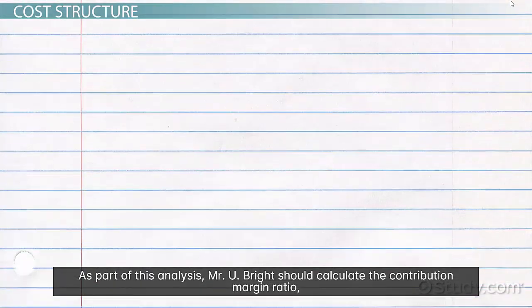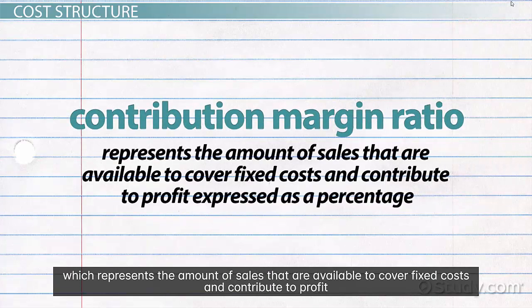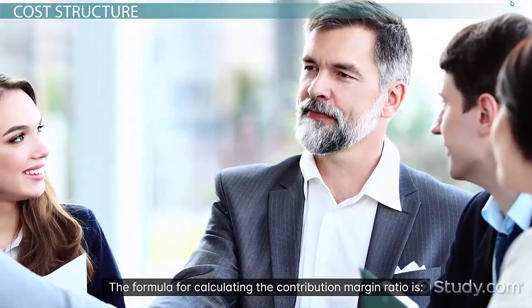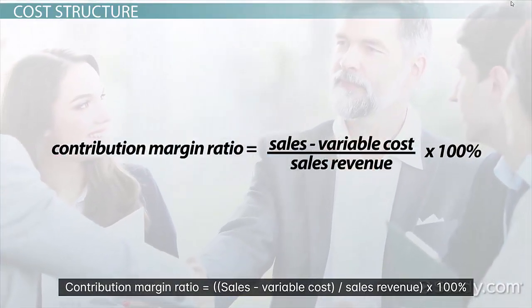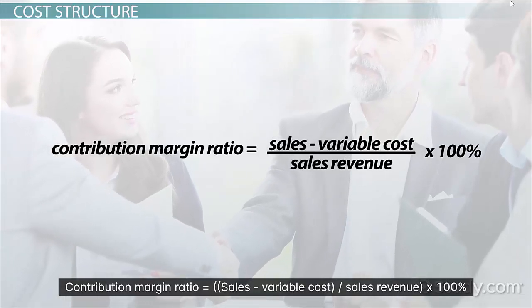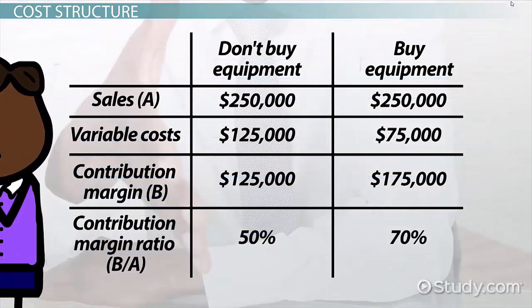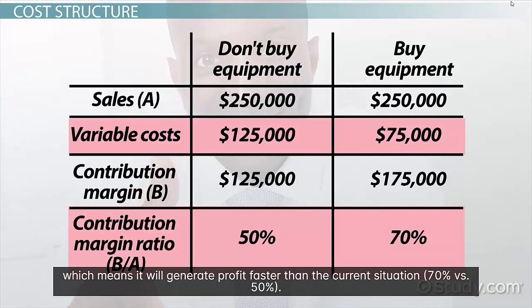As part of this analysis, Mr. Ubright should calculate the contribution margin ratio, which represents the amount of sales that are available to cover fixed costs and contribute to profit expressed as a percentage. The formula for calculating the contribution margin ratio is contribution margin ratio equals sales minus variable cost divided by sales revenue times 100%. The contribution margin ratio relating to Mr. Ubright's decision would be buying the equipment will lead to lower variable costs and a higher contribution margin ratio, which means it will generate profit faster than the current situation, 70% versus 50%.